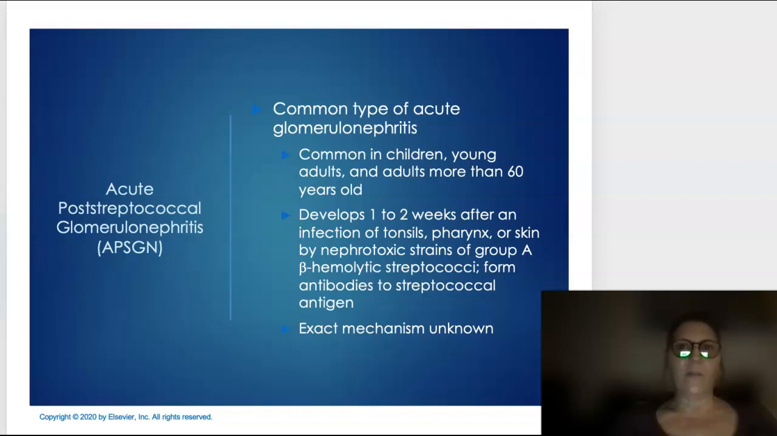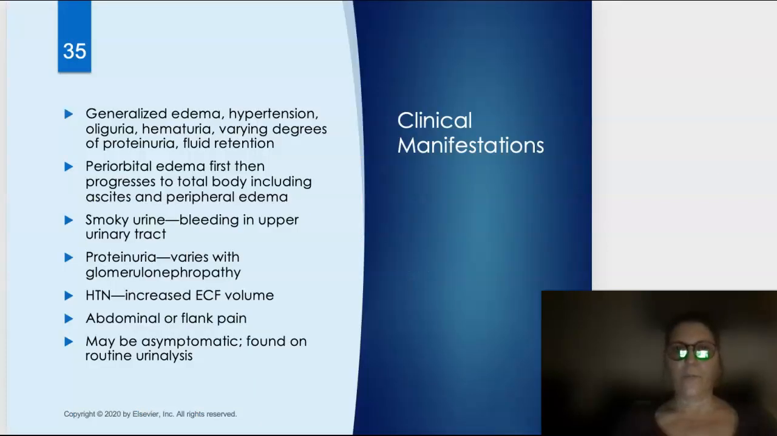It typically develops 1 to 2 weeks after an infection of the tonsils, pharynx, or skin by nephrotoxic strains of group A beta-hemolytic streptococci, from the antibodies to the streptococcal antigen. The exact mechanism is unknown.